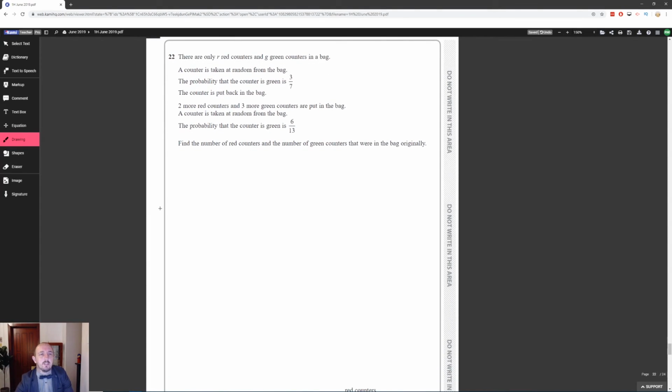Question 22, there are only red and green counters in a bag. The probability that the counter is green is 3/7. So the probability that we're going to get green over the total, which is red plus green, is equal to 3/7. So we can cross multiply, and we get 7g is equal to 3 lots of r plus g. And then we get 7g is equal to 3r plus 3g, so 4g is equal to 3r when we rearrange that.